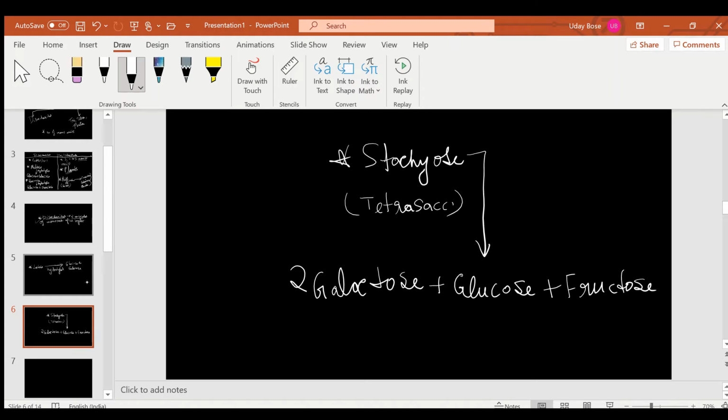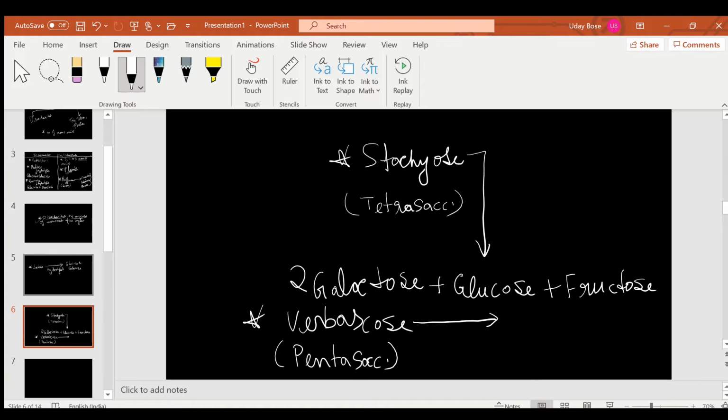And another example is verbascose. It is a pentasaccharide. And if you hydrolyze this, you will get 3 molecules of galactose, 1 molecule of glucose, and 1 molecule of fructose. So I think this is clear.